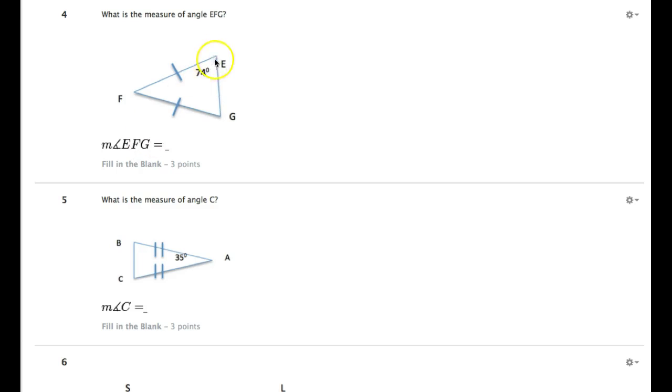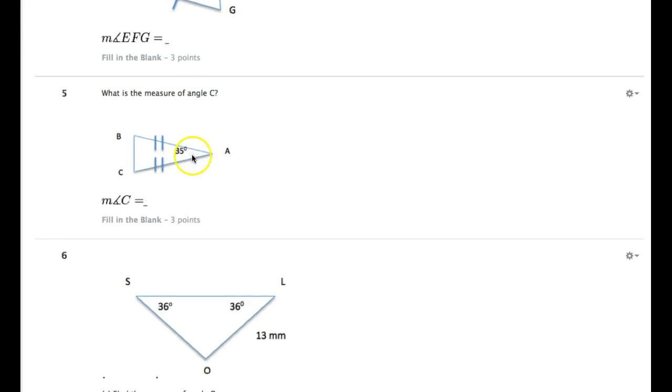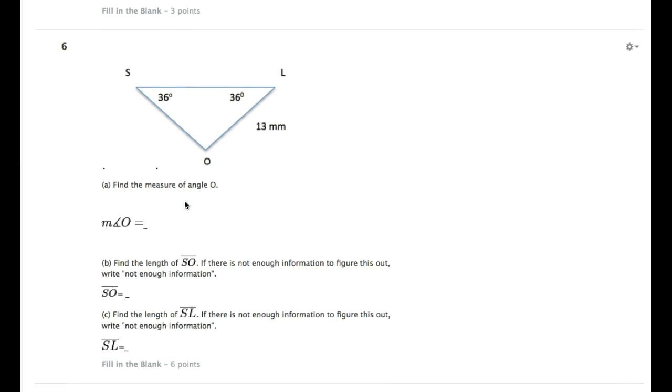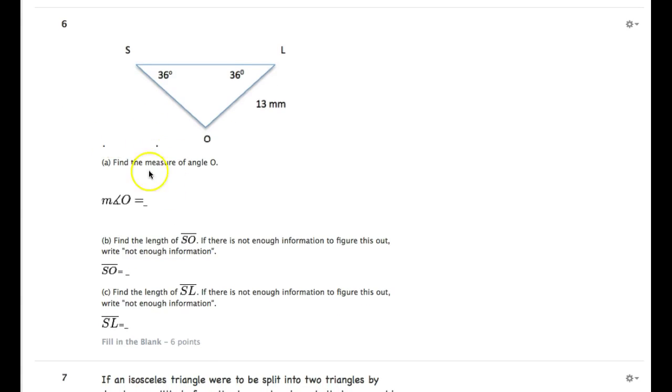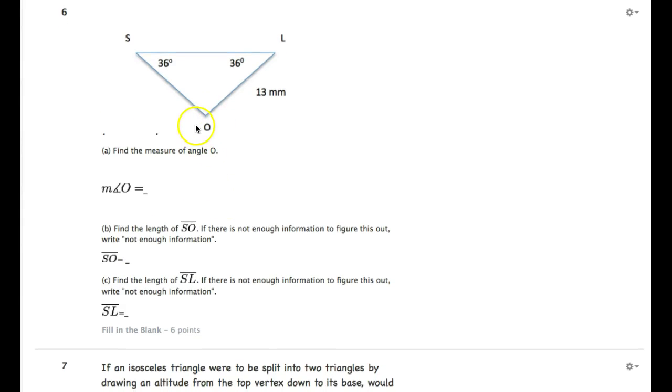a side. Here, it wants you to find angle EFG, so this angle here, based on what you know about isosceles triangles and given this angle. Same here, it's going to give you a different angle, but an isosceles triangle, and it wants you to find a measure of angle C here. For this one, it wants you to find the measure of angle O, the missing one. And it also wants you to find the two missing sides.